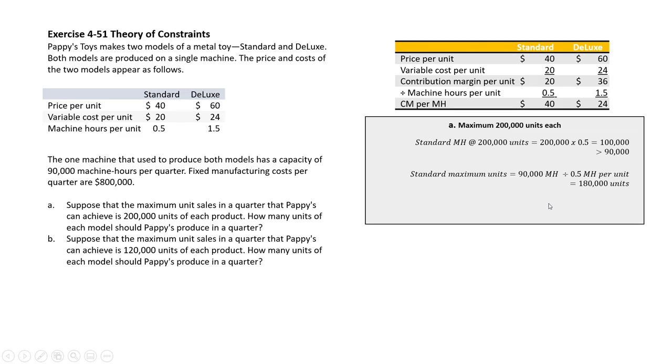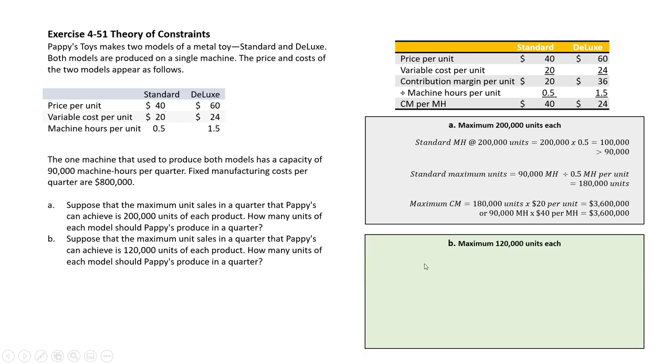What's my maximum contribution margin? I know the problem doesn't ask it, but your exam questions might ask it, so it's good practice to do. I can do it one of two ways. I can say 180,000 standards times a contribution margin per unit of $20 is $3.6 million. Another way to do it is I'm taking 90,000 machine hours for my standard, multiplying that times $40 per machine hour for standard, which also equals my maximum of $3.6 million. Again, we can't produce all of the standards we want to produce, and we produce no deluxes, but we are maximizing our contribution margin.